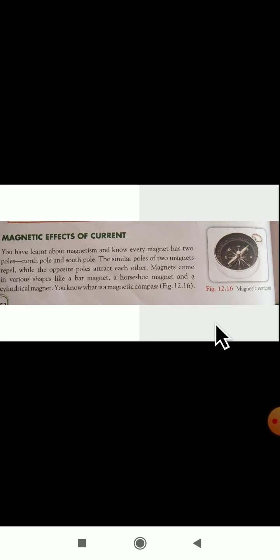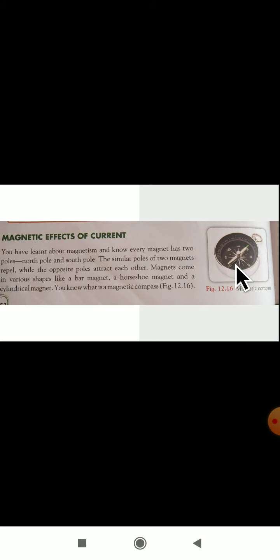As you all know, magnets will attract iron metals. You know very well that is a magnetism property. And you know every magnet has two poles, one is a north pole and one is a south pole. You can observe here, this is the north pole and this is the south pole.